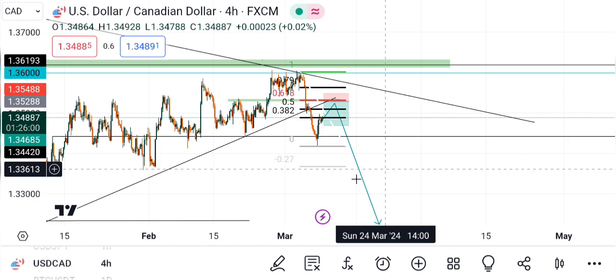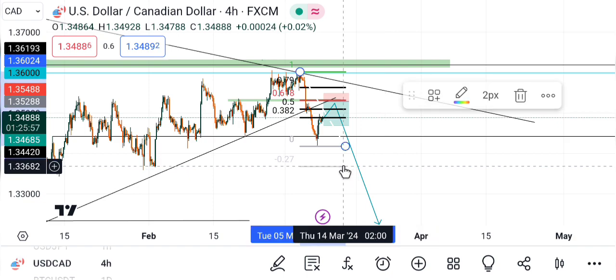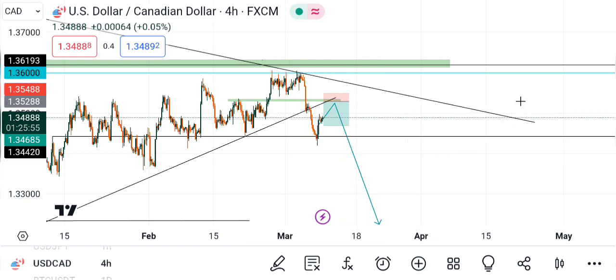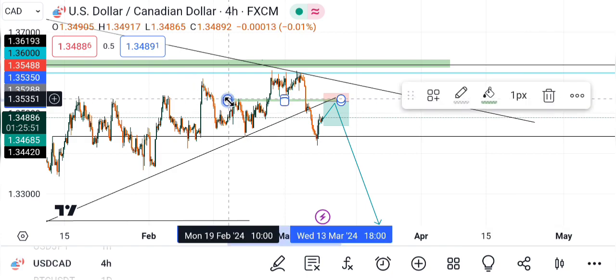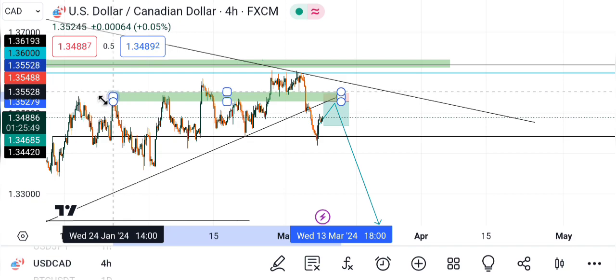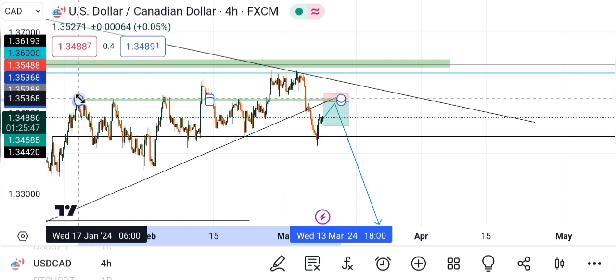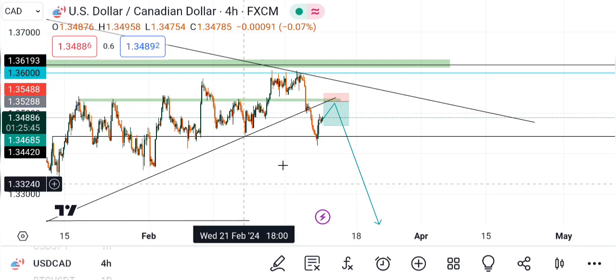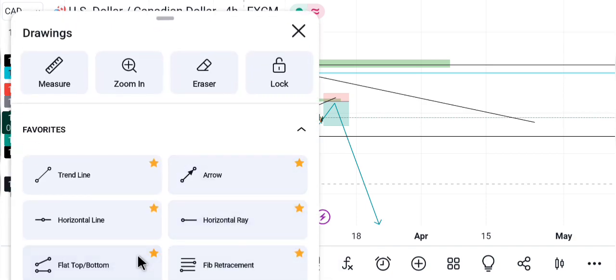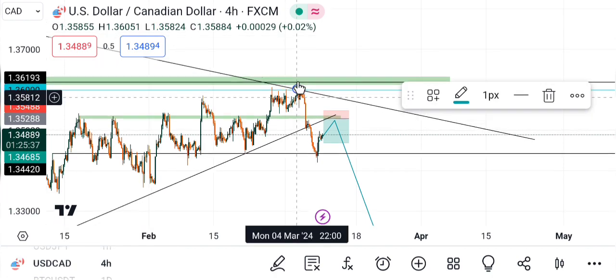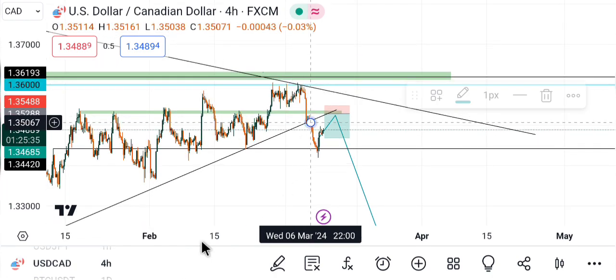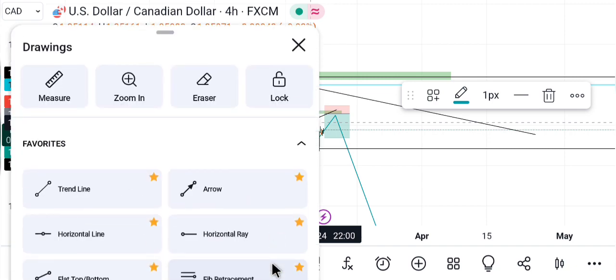So no, this is not a signal. I'm just sharing our views here on the market. So doing the market review, you can see this is a very good point, a very good area for reversals, and you can also take it as a break and retest of structure. You can see we also have a break and retest of this trend line. We have a break and retest of structure.